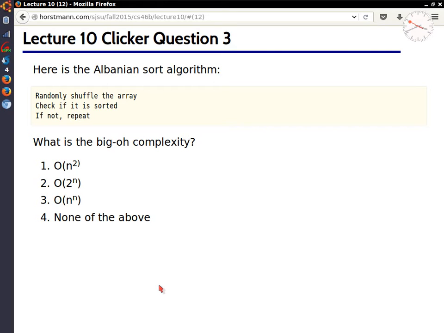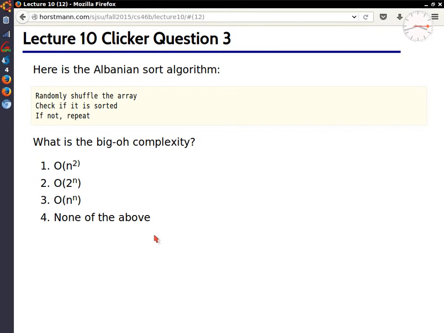So before we go to a better sort algorithm, let's go to one that's worse. This is the algorithm that's known as the Albanian sort algorithm. Why is it called the Albanian sort algorithm? So you can't Google the answer. That's the only reason. It's not actually called the Albanian sort algorithm, just for the purpose of this question.